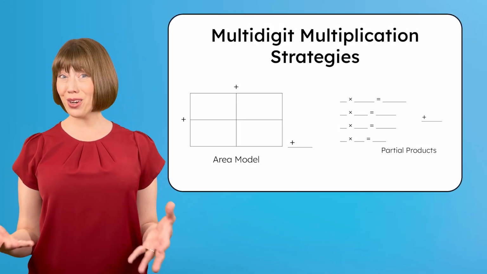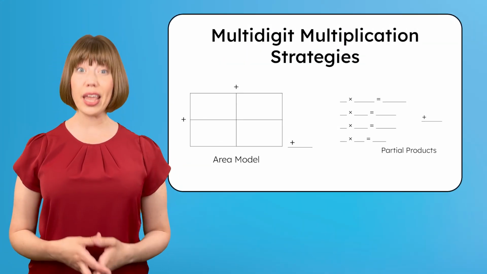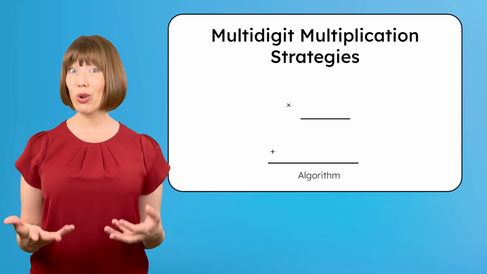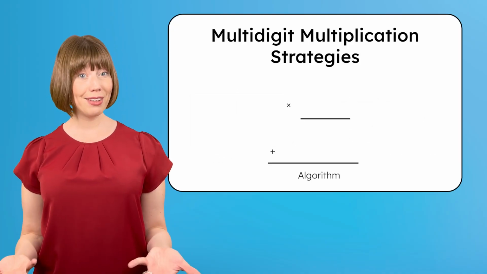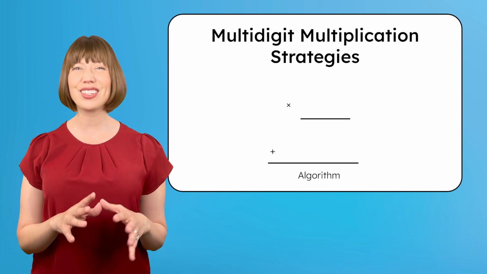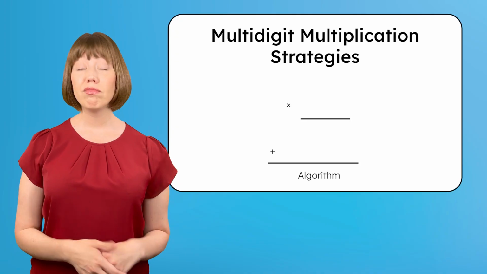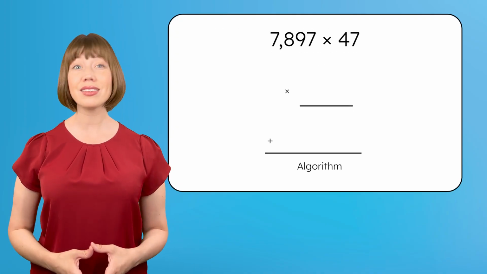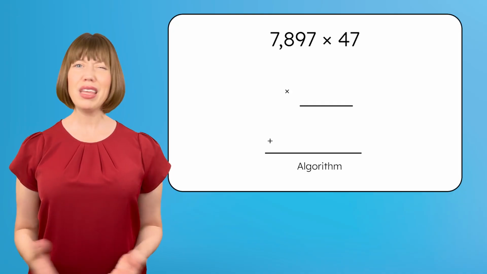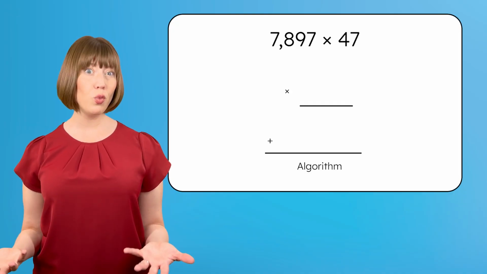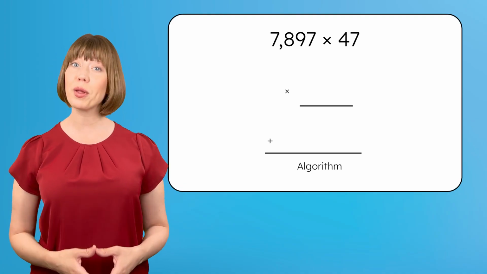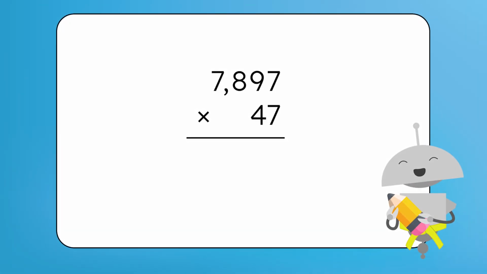As numbers get bigger, we can still use the area model or partial products, but the multiplication algorithm is most efficient. It helps us use place value and multiplication facts to solve step by step. Let's try it with 7,897 times 47. Even though there are more digits, we can still set it up like we would a 2-digit by 2-digit problem. Mia helped us get started.